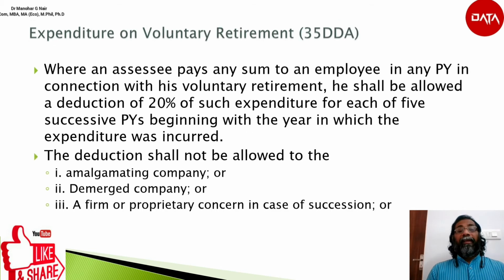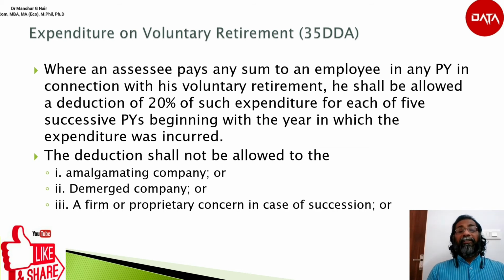Next is expenditure on voluntary retirement, that is as per section 35DDA, where an assessee pays any sum to an employee in any previous year in connection with his voluntary retirement. He shall be allowed a deduction of 20% of such expenditure for each of 5 successive previous years, beginning with the year in which the expenditure was incurred.